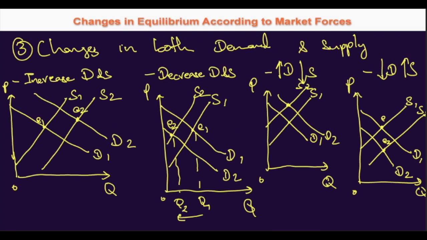So in all four graphs, we can see that in the first graph, definitely the quantity has increased. Here, definitely the quantity has decreased. Here, the price has increased significantly, and here the price would be reduced significantly. So these are the four observations of what happens to the market equilibrium, the prices and the quantity, for changes in both demand and supply.